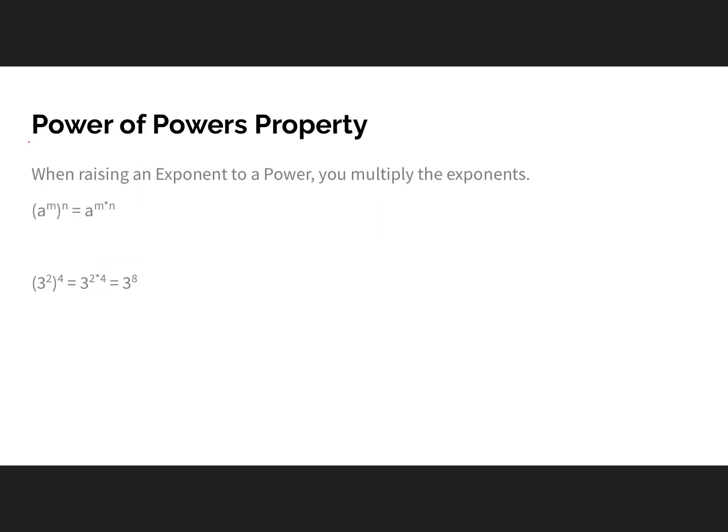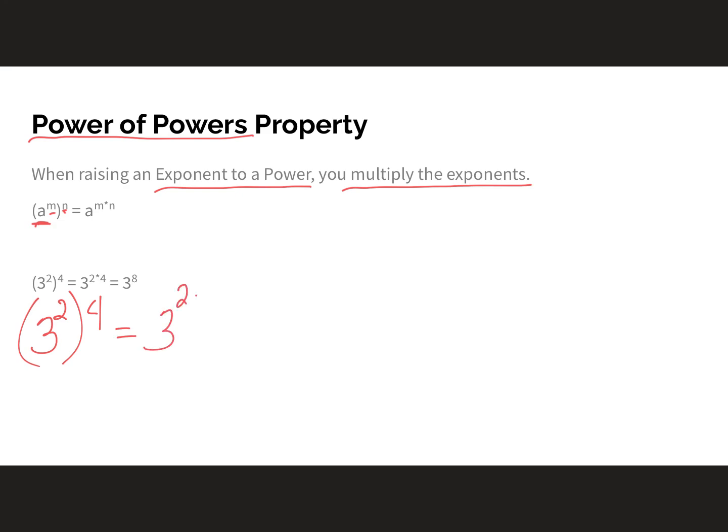So this is where we get our power of powers property. So we have a power raised to a power. So when raising an exponent to a power, you multiply the exponents. So here I have a base to a power of m raised to the power of n. I simply multiply. So here we see it. We have 3 squared to the 4th power is 3 to the 2 times 4, which gives us 3 to the 8th power. So in this case, we're going to multiply our powers.